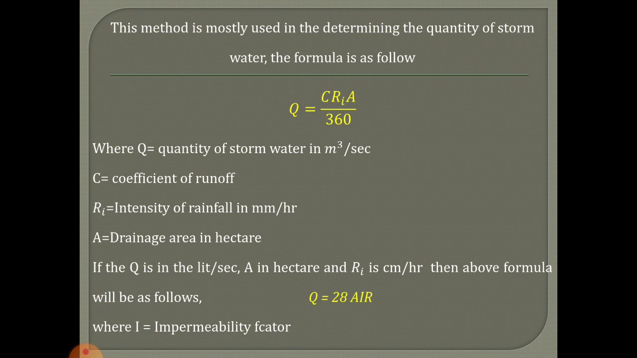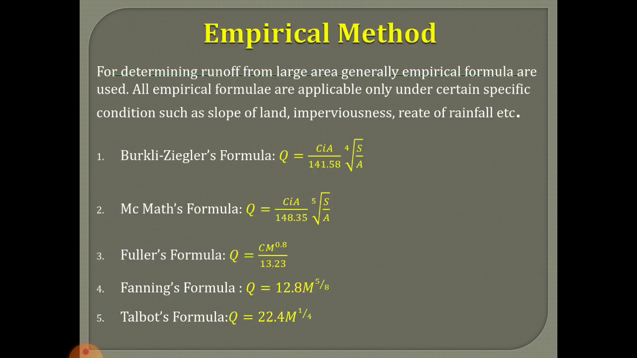Suppose Q is given in liters per second, A in hectares and Ri in centimeters per hour, then the above formula will be written like this: Q is equal to 28 AIR, where I is the impermeability factor.